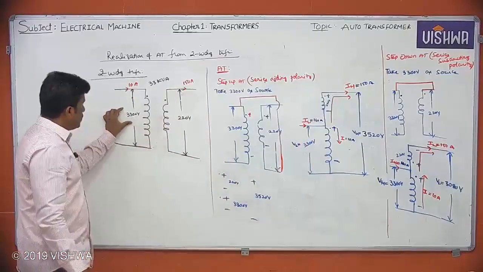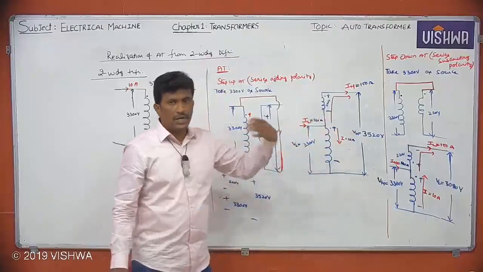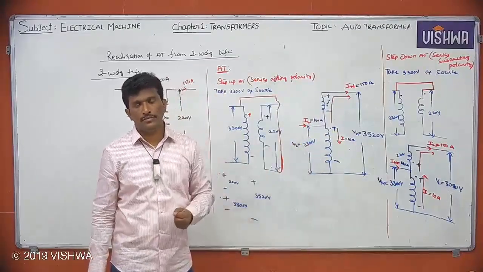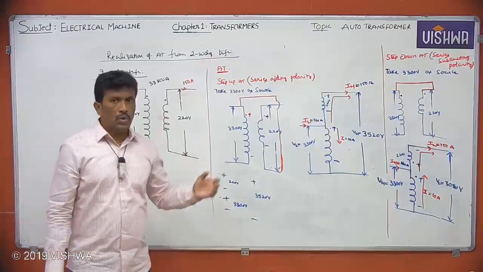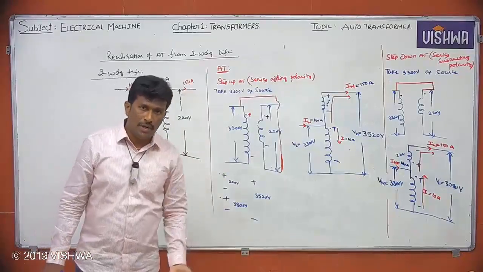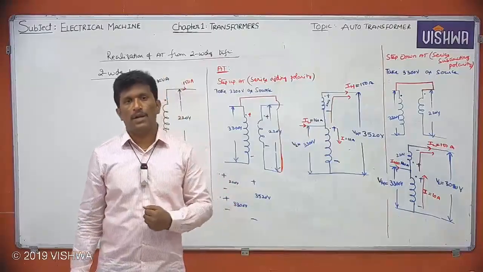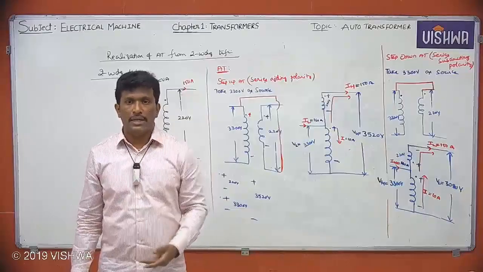Previously the 3300 volts winding current was 10 amperes. After modifying it as an auto transformer also, the current through 3300 is the same only. And one more thing, as I told you, the total loss of an auto transformer and a 2-winding transformer can be taken as approximately equal. That is the second note. This I'm going to dictate in the next session.